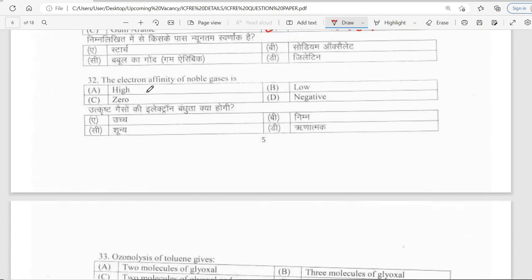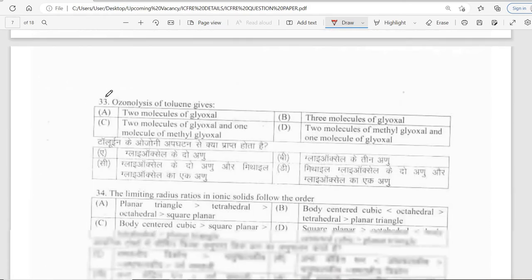And the next one is the electron affinity of the noble gas. We already know that noble gases are very inert elements. They neither donate nor accept any electrons. That's why their electron affinity is 0.